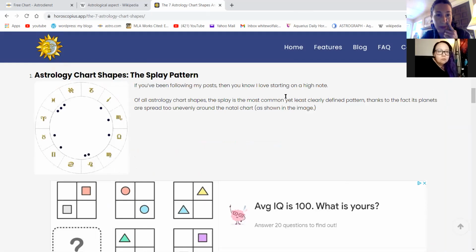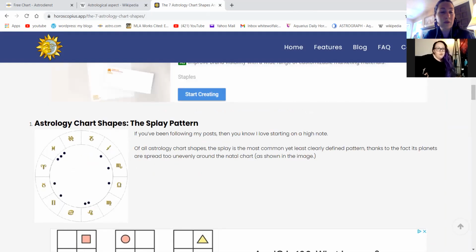It's not much to read about it, but the splay is the most common, yet least clearly defined person, thanks to the fact that its planets are spread too unevenly around the natal chart. So again, you're not hyper fixed on one part of your chart. There are 3 different areas.